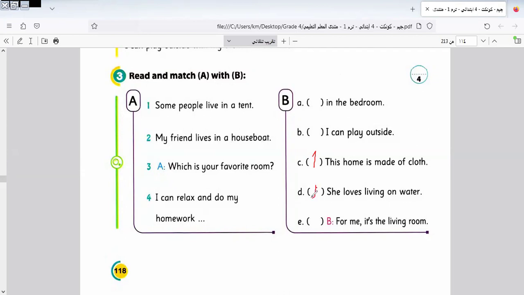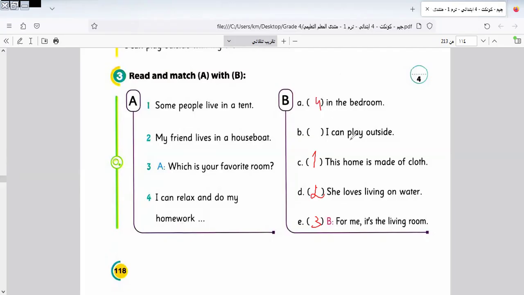So this is number 2. Okay. Number 3. Which is your favorite room? For me, it's my living room. So this is number 3. I can relax and do my homework in what? In my bedroom. This is number 4.